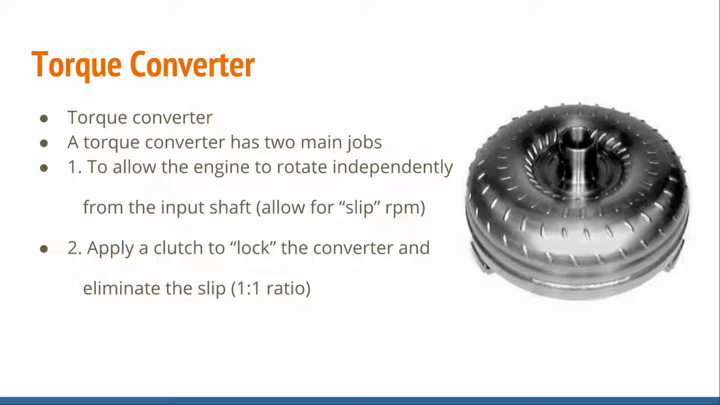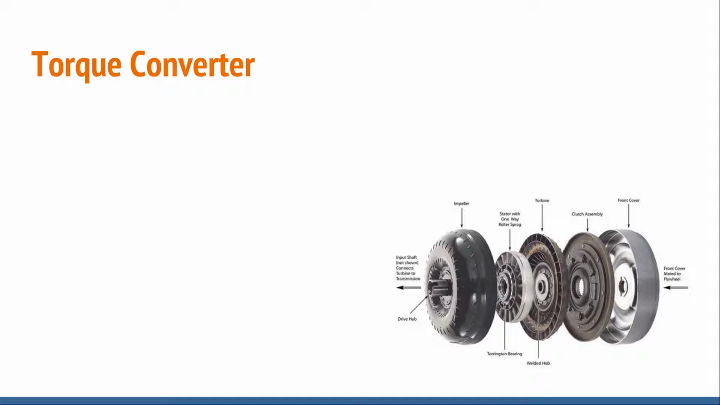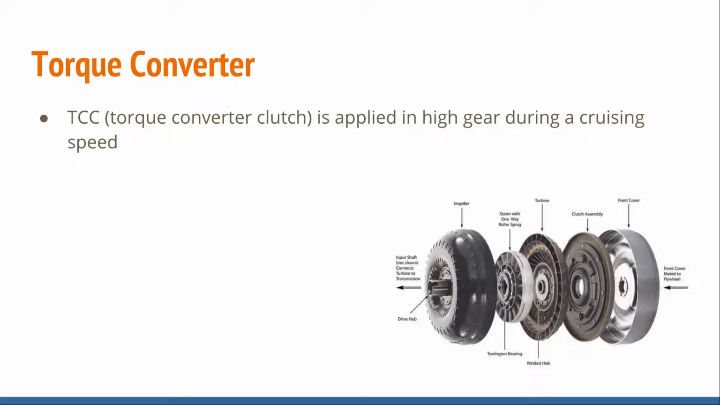Why do we have a clutch inside that torque converter? When the torque converter clutch applies, it's a 1-to-1 ratio. There is absolutely no more slip inside that torque converter. The reason they do that is, number one, it increases fuel economy because we're not wasting engine RPM; it's going directly from the engine into the trans. Number two, it keeps the transmission running cooler, because whenever that torque converter is slipping, it's really generating heat. So the torque converter clutch is applied in a high gear during cruising speed.